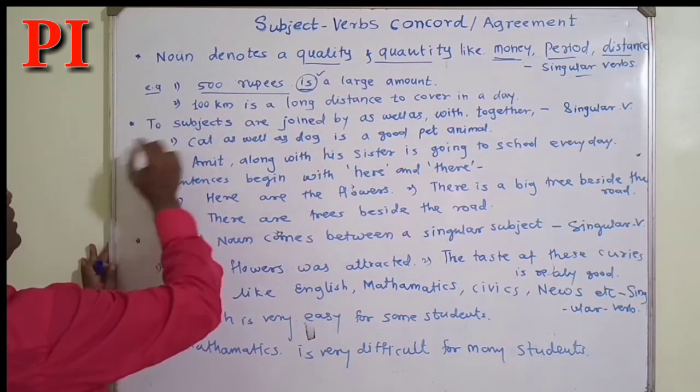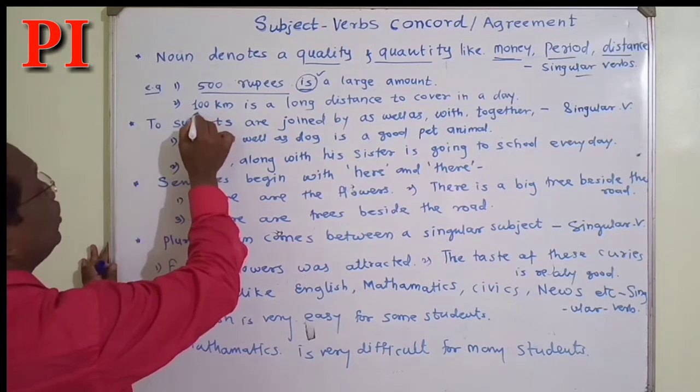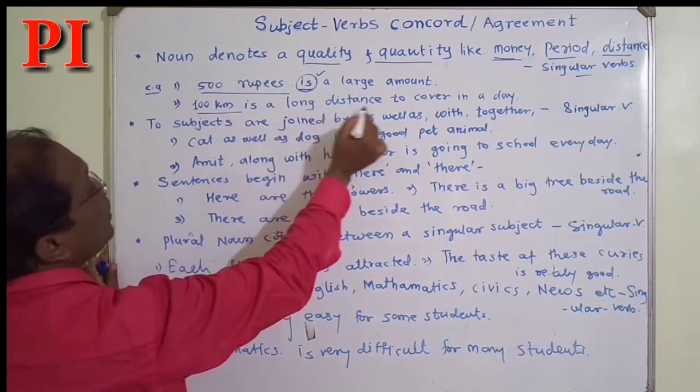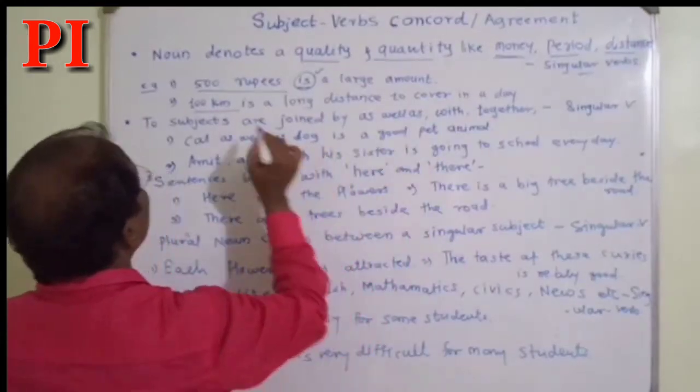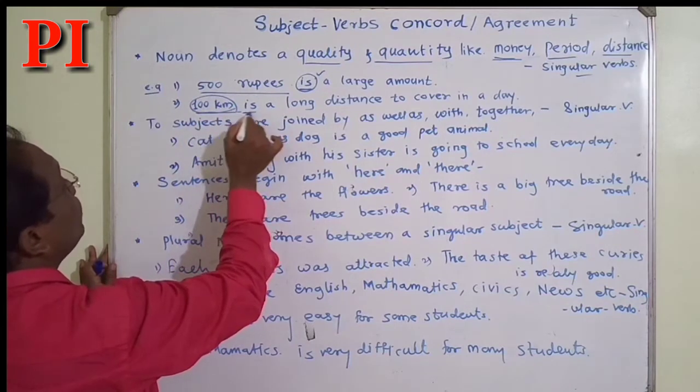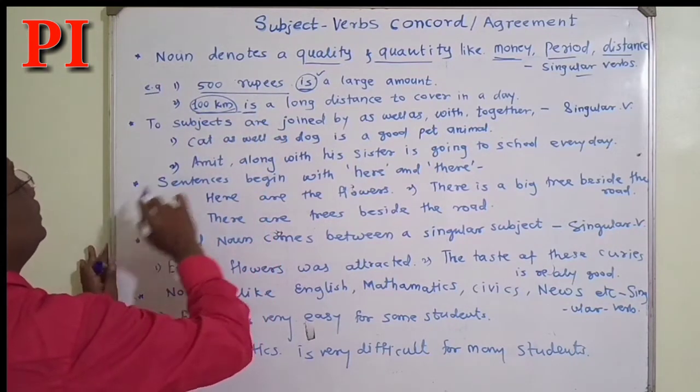Then second sentence: 100 kilometer is a long distance to cover in a day. 100 kilometer is actually plural, but we use a singular verb.